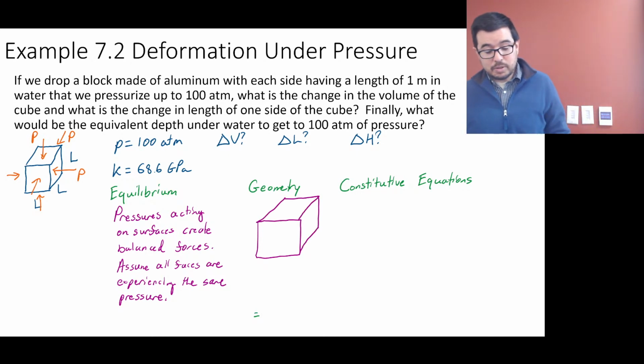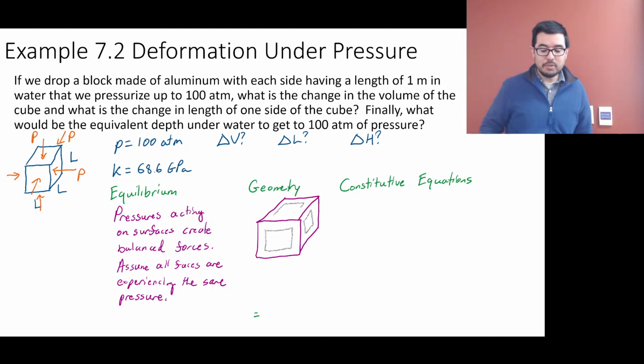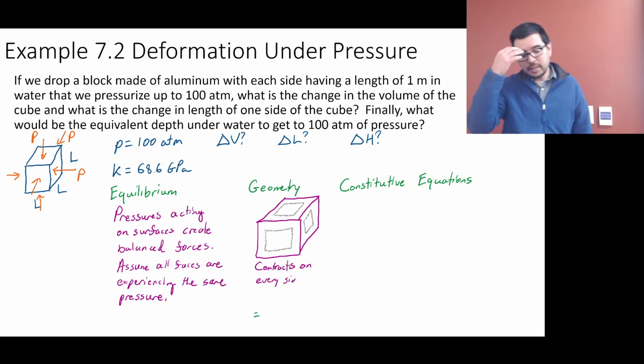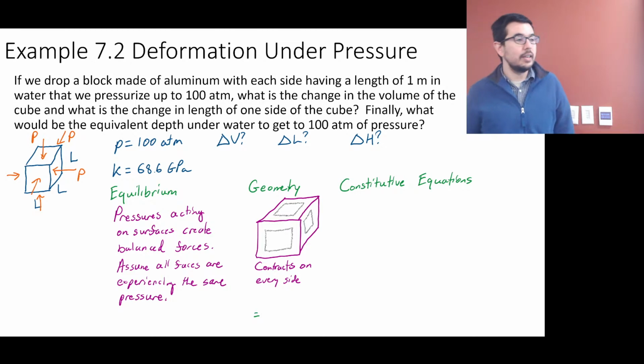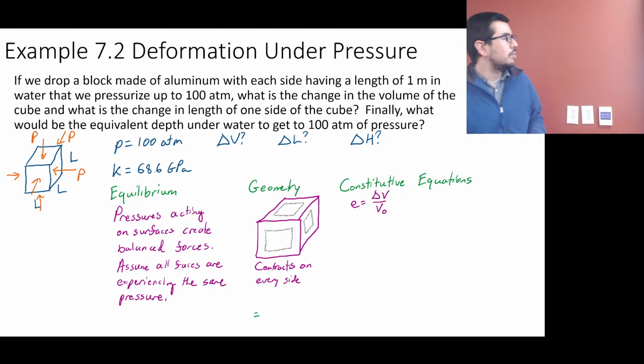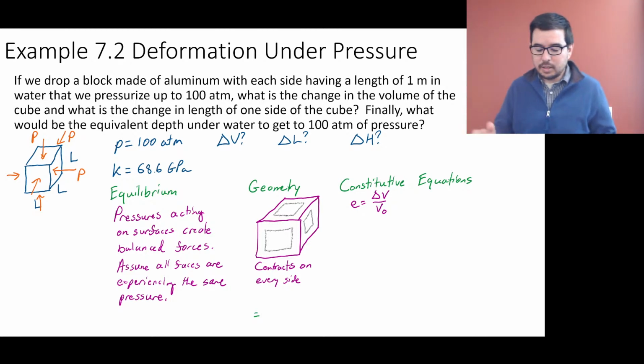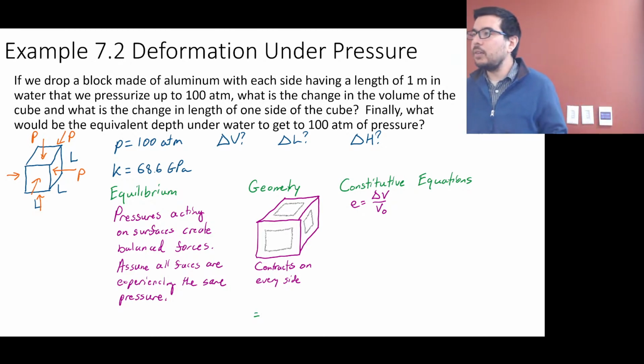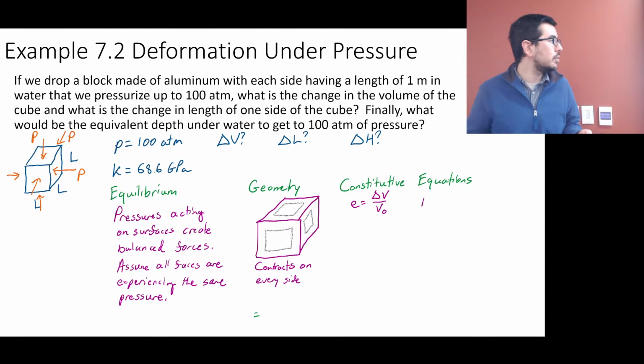We can think of geometry, and we can say it's going to contract on every side. We can write out the constitutive equations now. Understanding that the dilatation is equal to delta V over V naught, we have the pressure is equal to minus KE. Those are kind of our 2 go-tos here.